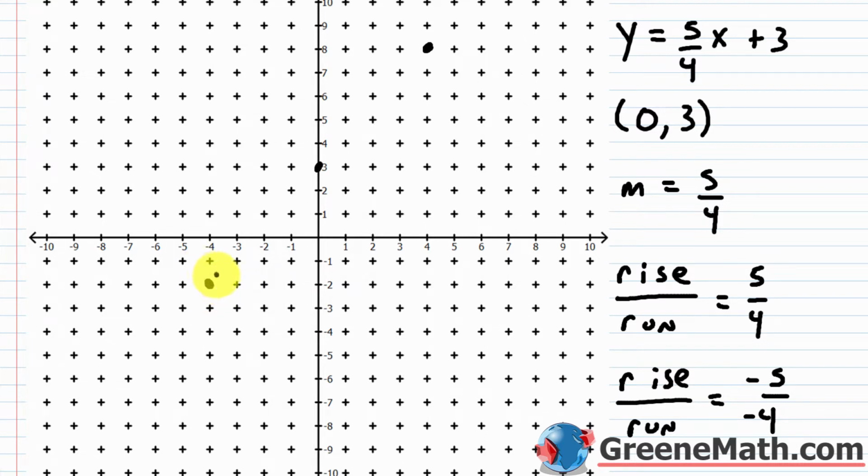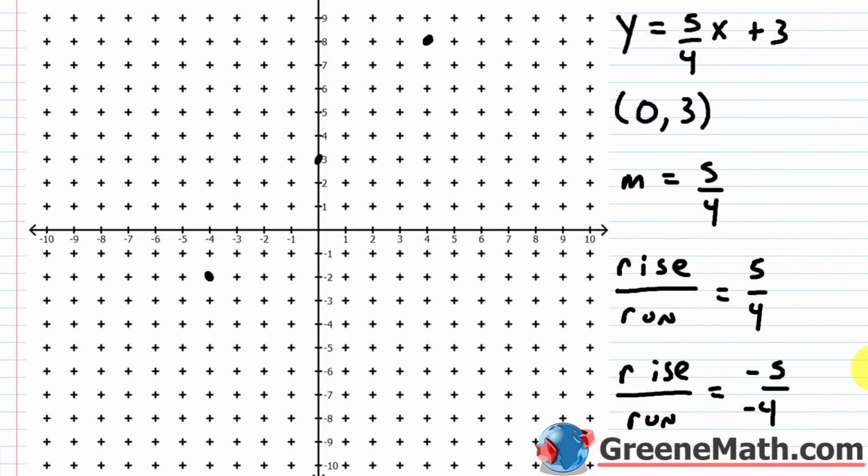And if you start at this point, you can use this to get back to this. I'd go up 1, 2, 3, 4, 5, go to the right 1, 2, 3, 4. So you can go back and forth in how you do that. Okay, so if you have a positive value, you can go negative over negative to get another point if you need to do that. So now that we have 3 points here, let's go ahead and sketch our graph.